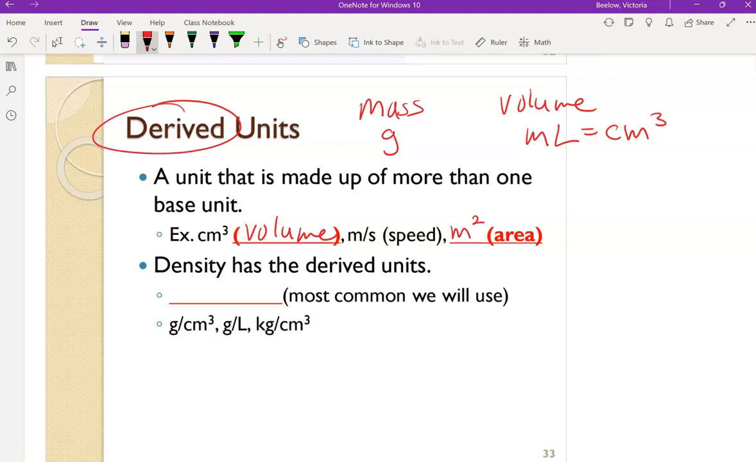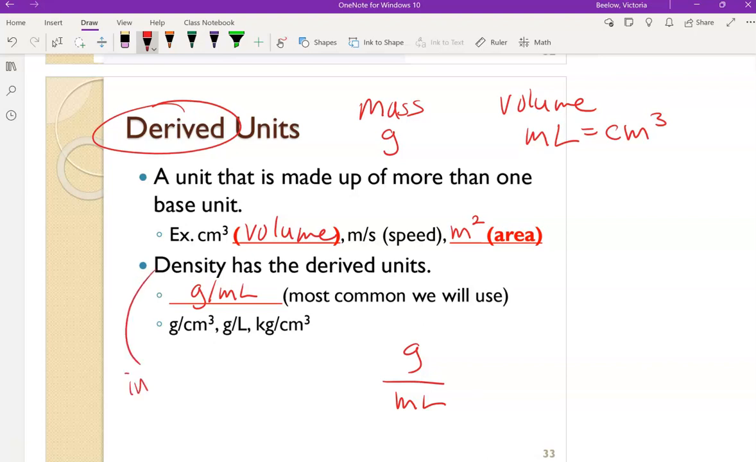Now, density has derived units as well. And the most common one we're going to be using is grams per milliliter. It also can look like this as well. So that is how many grams you have of a substance per volume of that substance. And density is unique for every single substance.